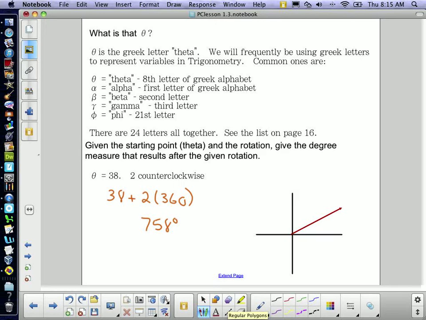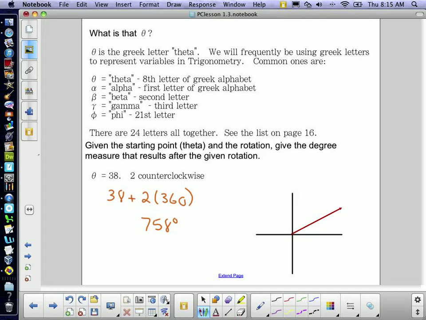Yes? Theta is not always 38? No, theta is just a variable, like x is a variable in an algebra equation. We just use theta to represent an unknown angle. It's just that we only have 26 English letters, and some of them are reserved, like E and I, so we don't use those as variables, and eventually we just want to have something else to work with. We want to have a bigger pot to choose from.